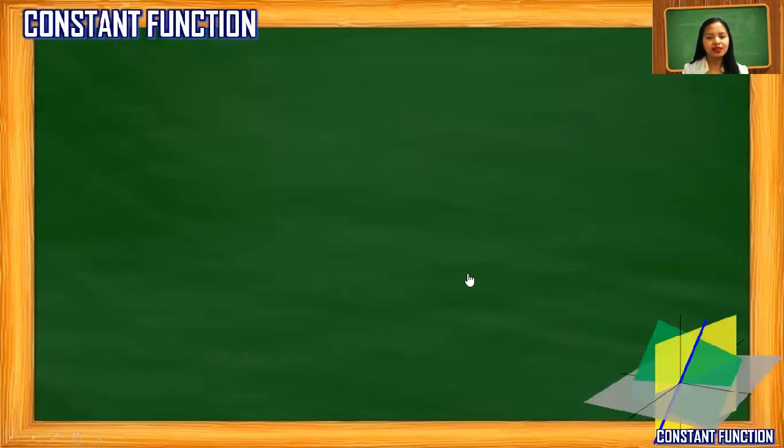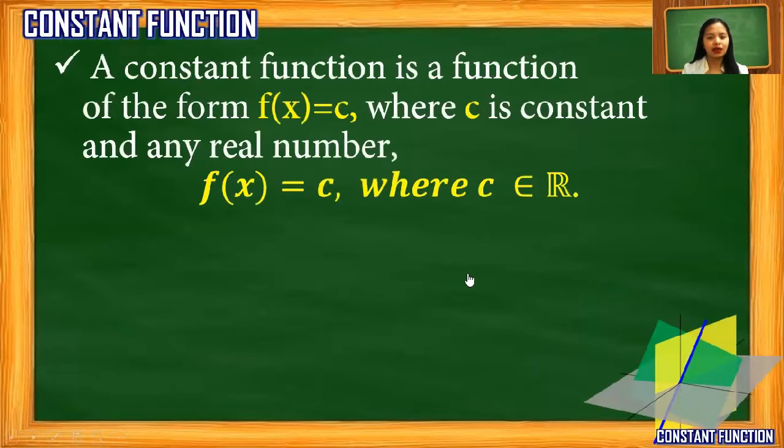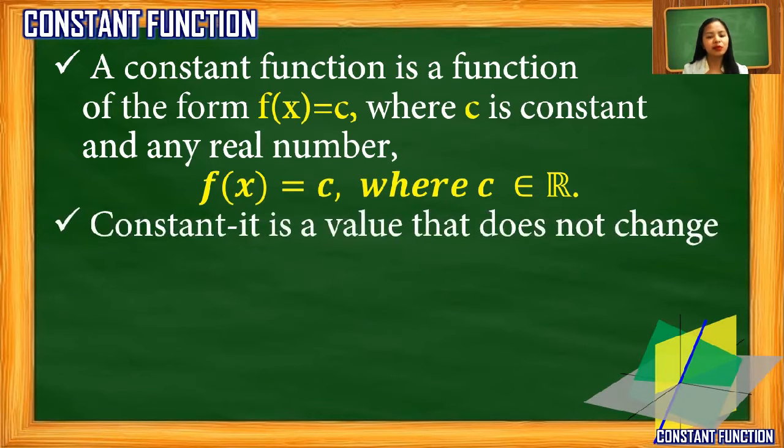Now, what is a constant function? A constant function is a function of the form f(x) = c, where c is a constant and any real number. And that can be represented as f(x) = c, where c is an element of the real numbers. And when we talk about a constant, it is a value that does not change whatever happens.